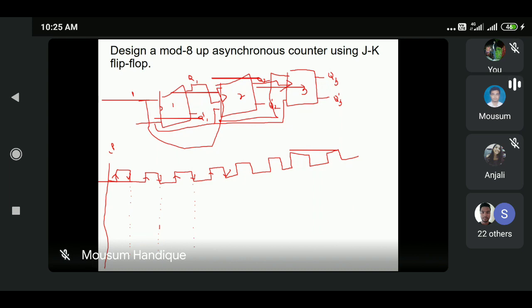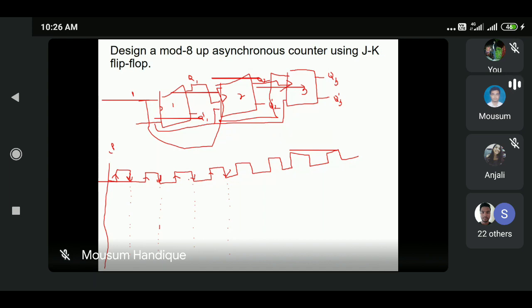Are you getting my point? Because it is the negative edge trigger, other parts remain the same. Here also we are getting 0, 0, 0, 1, 0, 1, 1. But we are considering only this particular interval. This way we are designing the asynchronous counter.